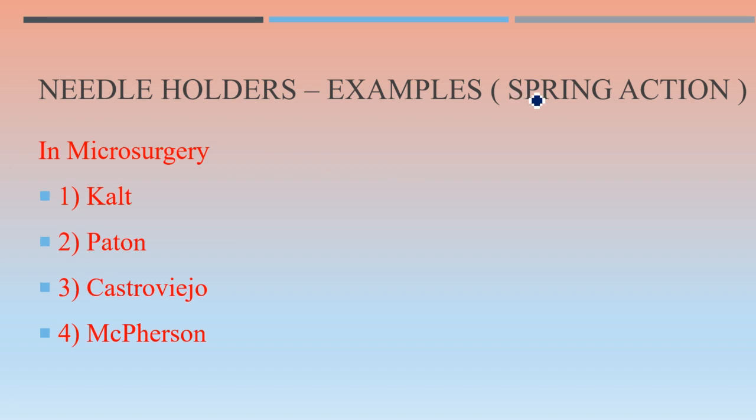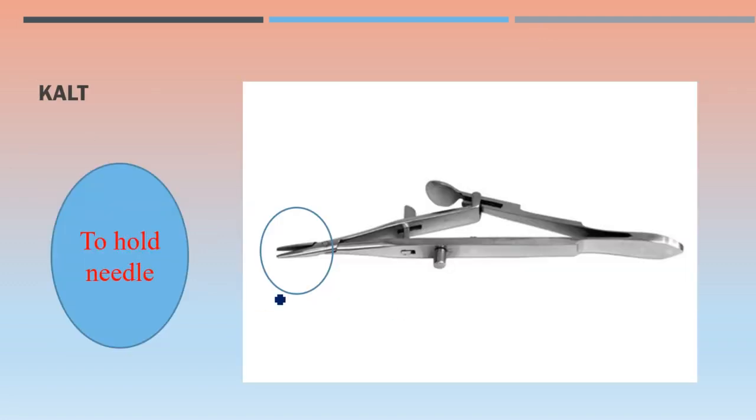The spring action variety of needle holders is usually used in cases of microsurgery. Just try to identify the instruments. We are not going into detail in this portion. The spring action is important for microsurgery. Why is there a spring action? Obviously for controlling fine movements. Then Castroviejo needle holders, the Paton needle holders, and McPherson needle holders, right?